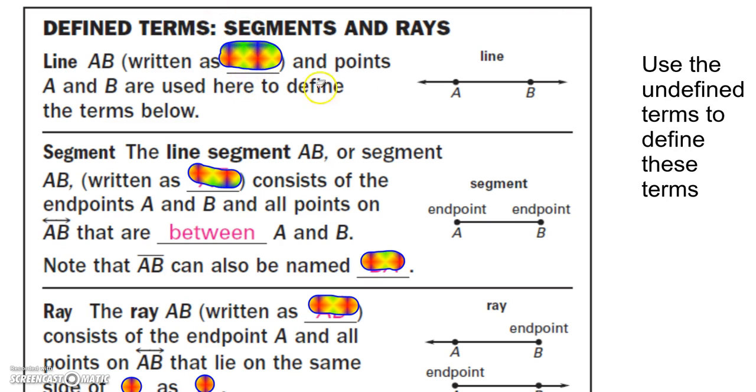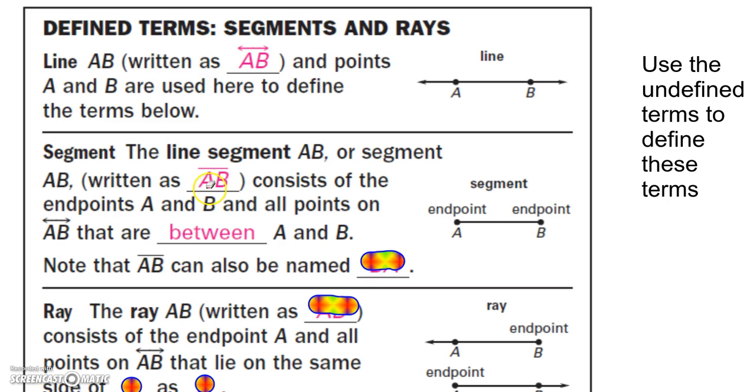Segments and rays. Okay, so here's line AB. All right, written as AB with a line symbol over it, or spelled out line A, capital B, or even BA. And points A and B are used here to define the terms below. So within line AB we have a line segment. What we see here is line segment AB.